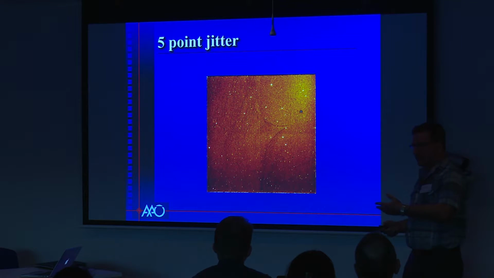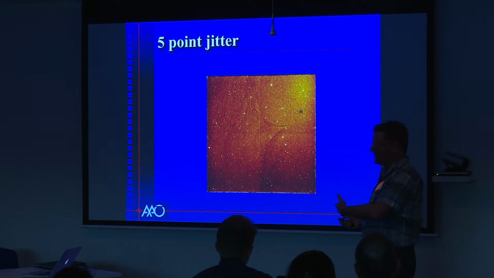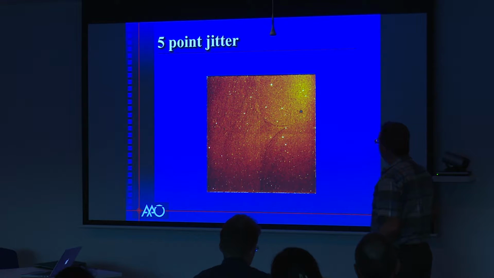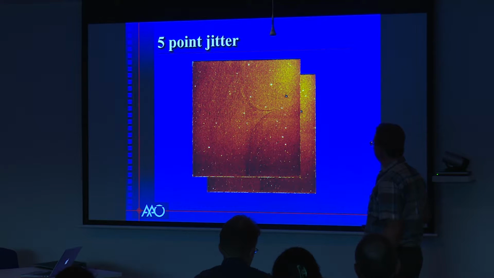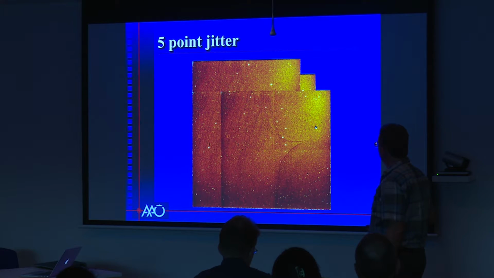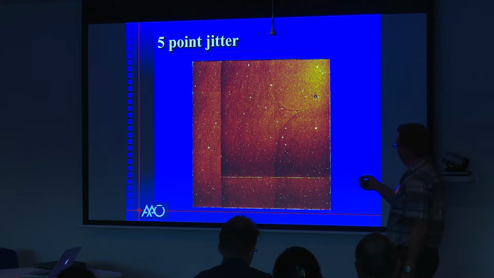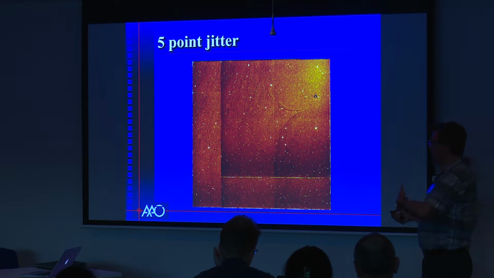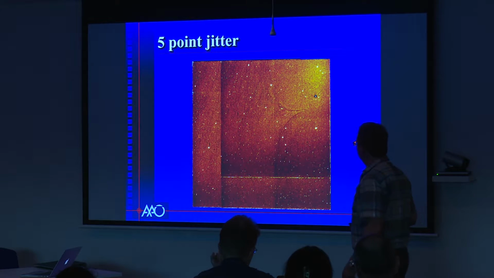So let's take that to the next level and do, say, a 5-point dither. We start centered on the field. We then move up and to the left. Okay, take another exposure there. We then go down and across. Okay, so now we've done a 5-point star pattern. So we've now got 5 images that sample in different ways the field that we're interested in.